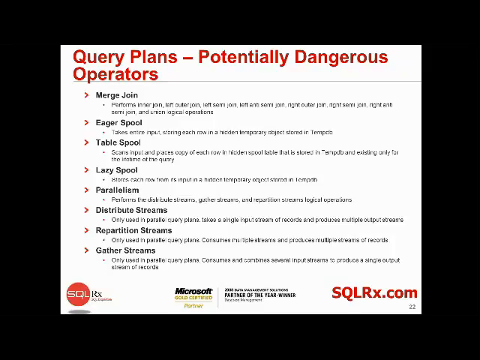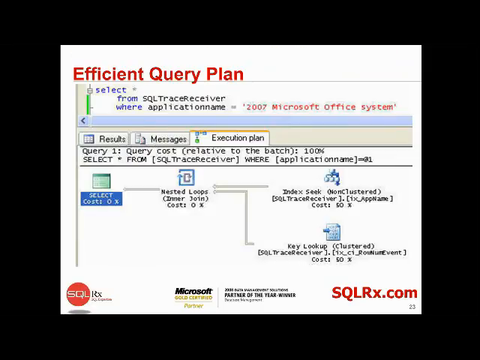So an efficient query plan looks like this. It's got a seek and a key lookup. There is a way to improve this even, but for now, this is an efficient one. You can see it pulls back. You can see the thinness of the arrows. I can't hover over it and show you, but it's only a few rows, and it works great.